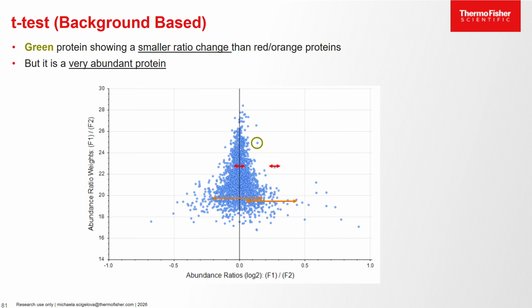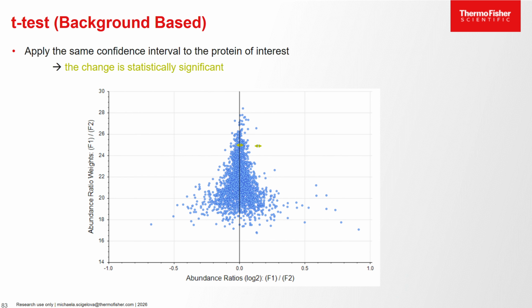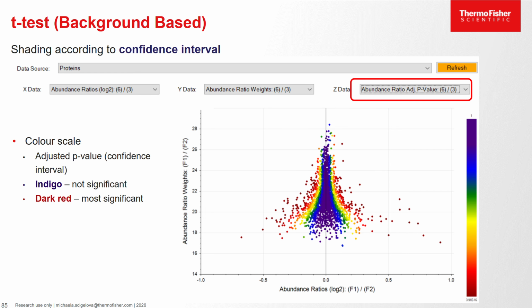And then we can have, of course, the third example. A protein is changing far less than our red protein did in the beginning, but because it belongs to the population of high abundant proteins where the confidence interval is very narrow, even this smaller change would be proclaimed statistically significant. So what we are getting here is this sort of lines of defined confidence interval, which you can then color in Proteome Discoverer with this color scale, giving you a visual representation of significant or non-significant changes in your population.